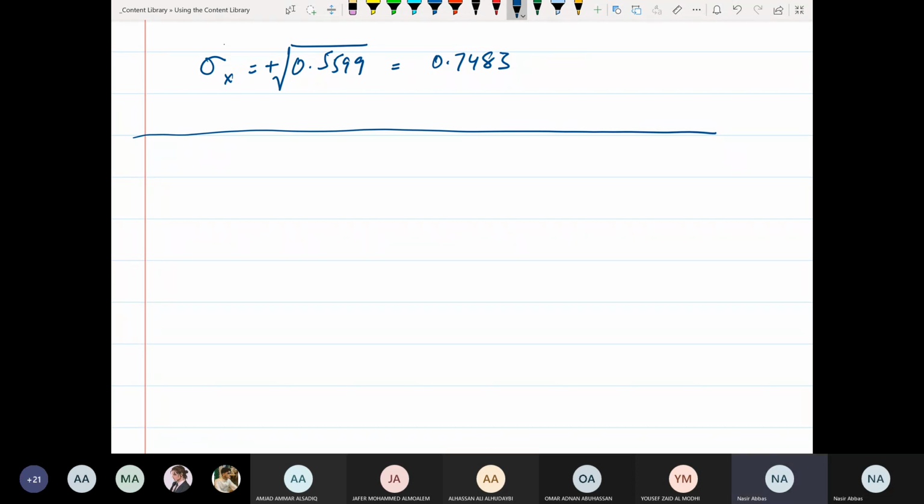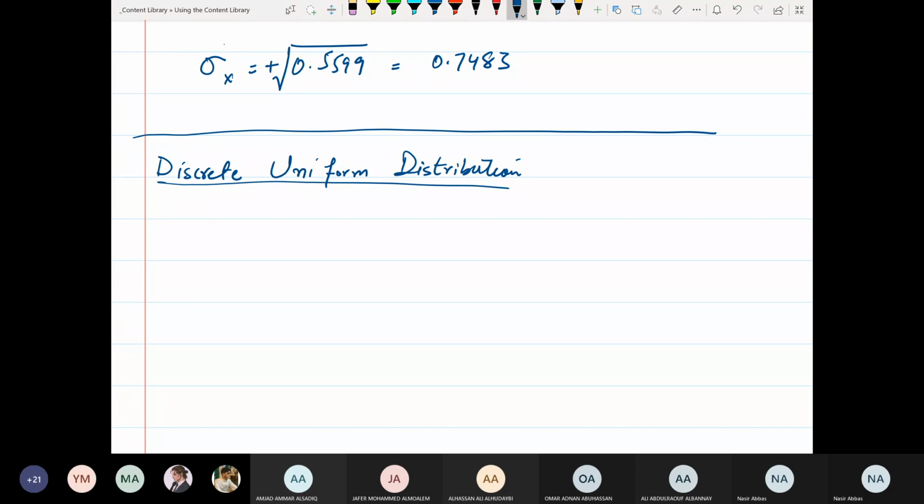The first of those special distributions is called the discrete uniform distribution. A random variable is said to follow a discrete uniform distribution if its probability mass function can be written as 1 over xn minus x1.